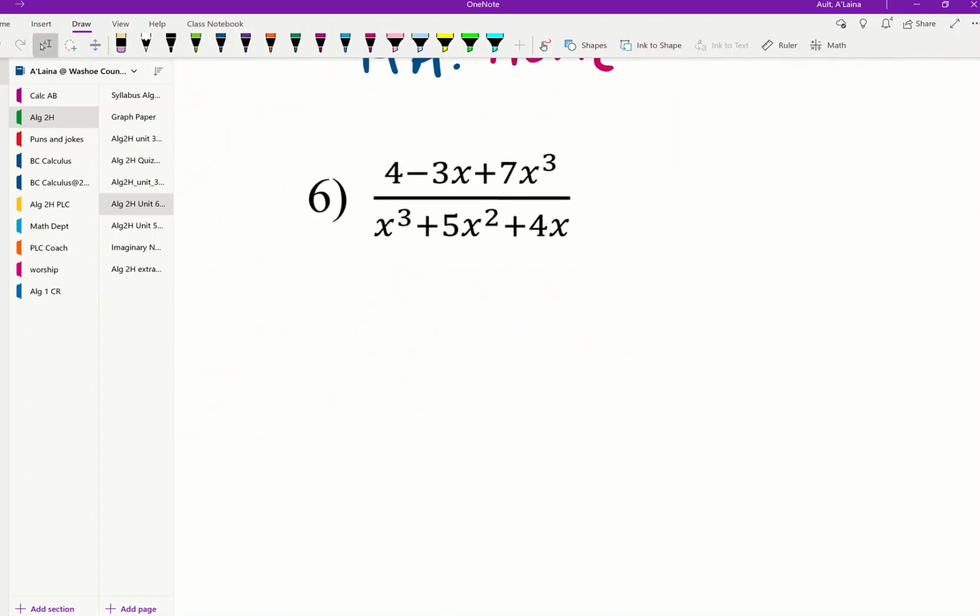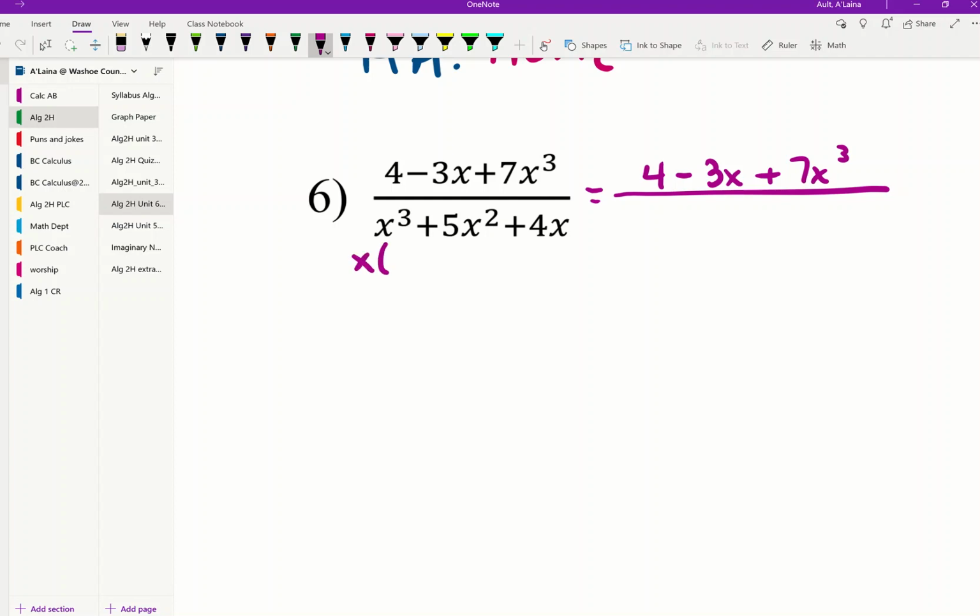Number 6. Again, I'd like to factor. Now that numerator, I'm looking at that and I'm like, what? There is no GCF on the numerator. I don't actually know how to factor that. In fact, it doesn't factor. I'm just going to leave it. On the denominator, there is a GCF.